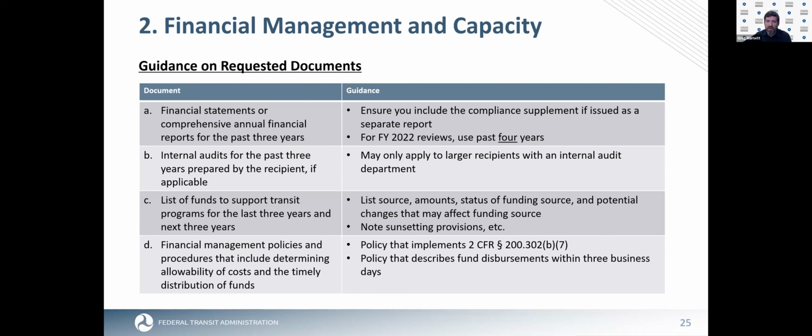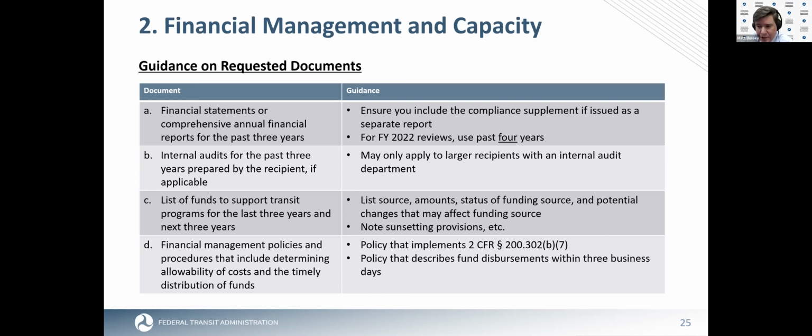And then when we're talking about disbursements within 3 business days, really what that means is if you're a recipient who's not operating on a reimbursement basis and you're drawing down ECHO funds in advance of your disbursement of them, you can see here that that disbursement has to be within 3 business days. So all of this needs to be specifically addressed in writing.